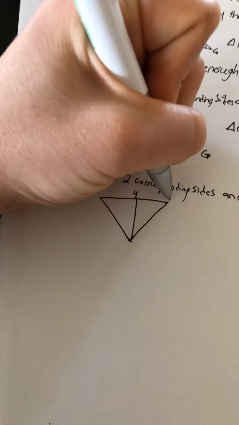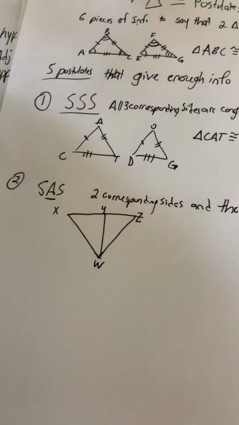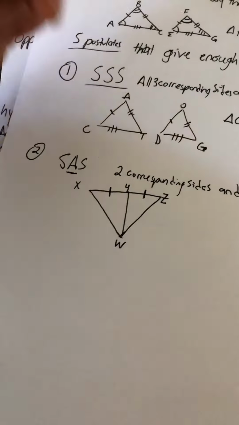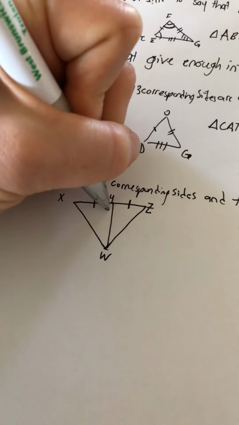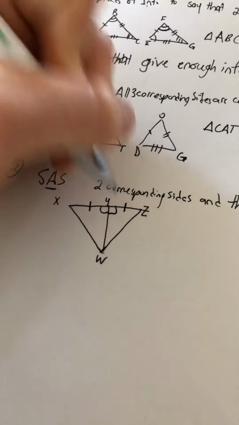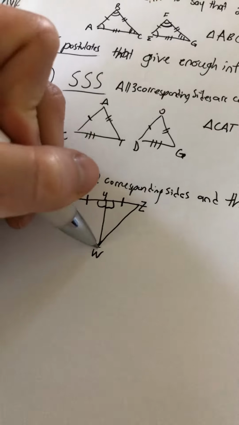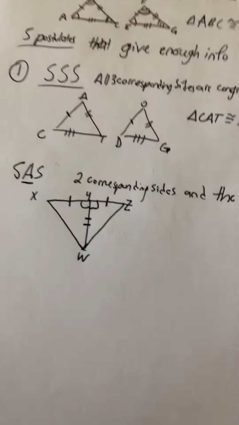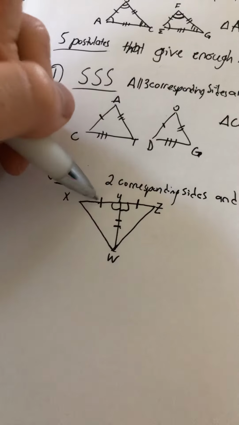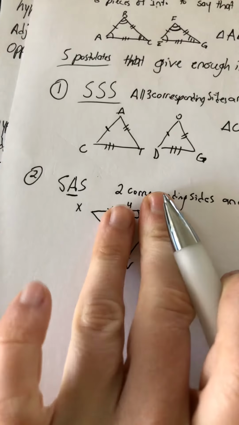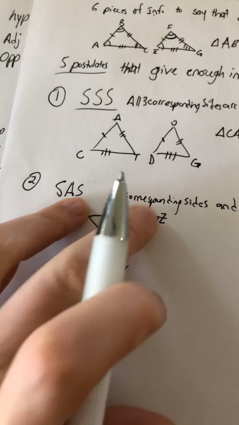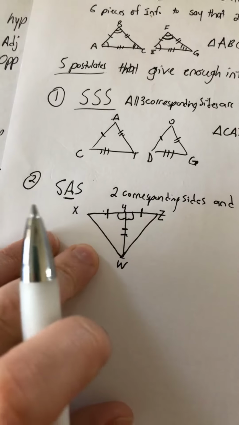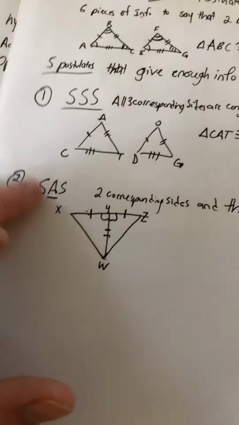X, Y, Z, and W. So if I knew this side was congruent to that side, and this angle is congruent to that angle, and since they share this side, we can say that's congruent as well. Okay, so we've got two sides and the angle between them on that one, two sides and the angle between them on this triangle. So I can say these two triangles are congruent by side, angle, side.